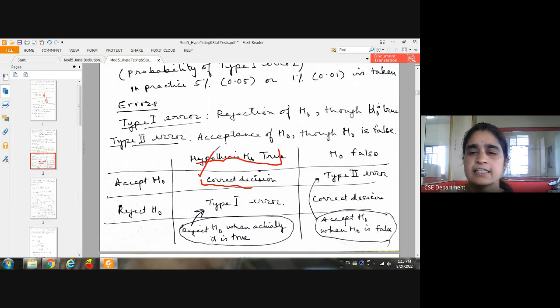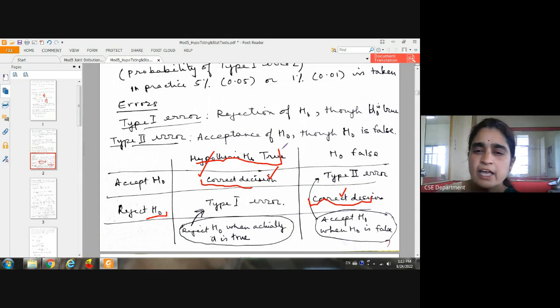Now take the other case. H0 is false. Actually, it is not 800, the company is telling lies, and you reject H0. You say, no, I don't agree with you. Then also your decision is correct. So in these two cases, the decision is correct. If the hypothesis is true and you accept that it is true, correct decision. If the hypothesis is false and you reject it, that is also a correct decision. Now let us see the errors.